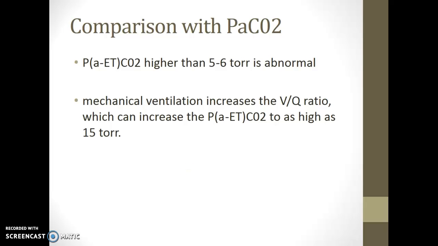So how well does our end tidal CO2 compare with our partial pressure of arterial carbon dioxide? Normally they should be within about 5 to 6 torr of each other. So any PaCO2 minus end tidal CO2 higher than 5 to 6 torr is abnormal. Mechanical ventilation does increase our VQ ratio, which can increase the PaCO2 minus PeCO2 to as high as 15 torr.